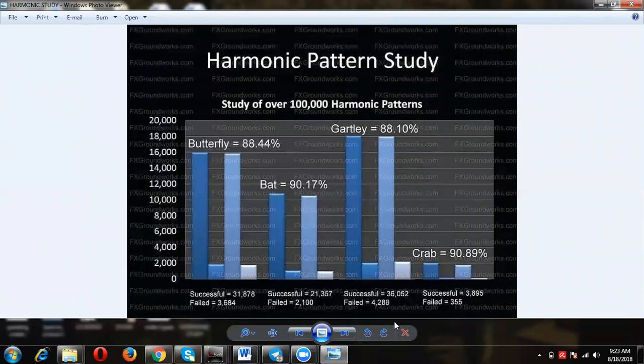So the butterfly had an 88.44% success rate. The bat, 90.17% success rate. The gartley, 88.10% success rate. The crab, 90.89% success rate. So the harmonic scanner is a very, very powerful tool, and it's a good tool to be utilized by traders, because it scans all the market.